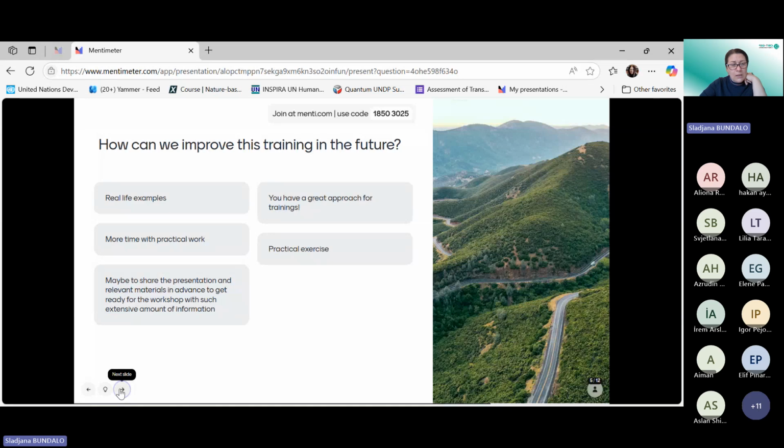Yes, there is one interesting observation: to share the presentation and relevant materials in advance, to get ready for a workshop with such an extensive amount of information. Yeah, this is really a good proposal, and thank you for this. I will personally practice this whenever it's possible. So thank you very much.